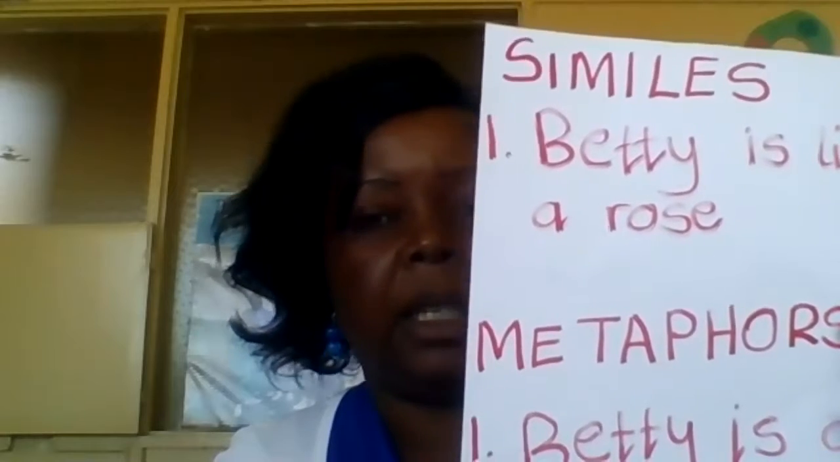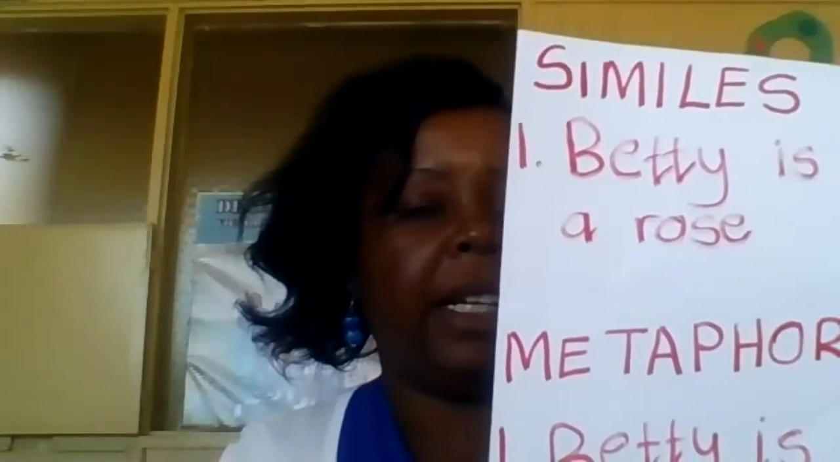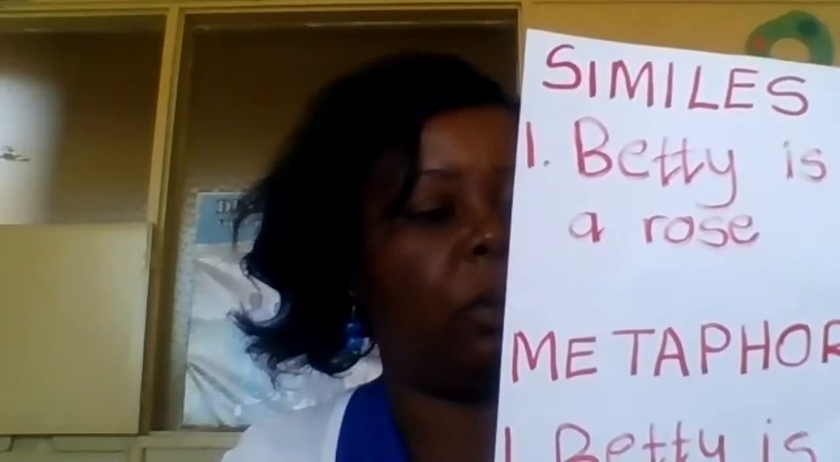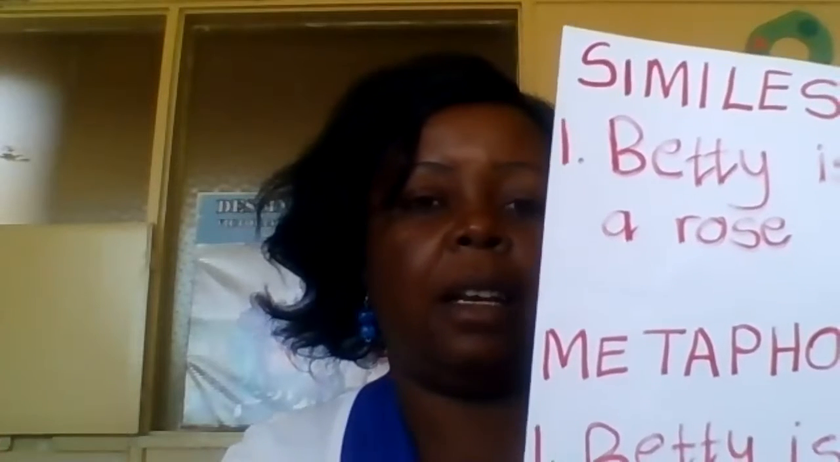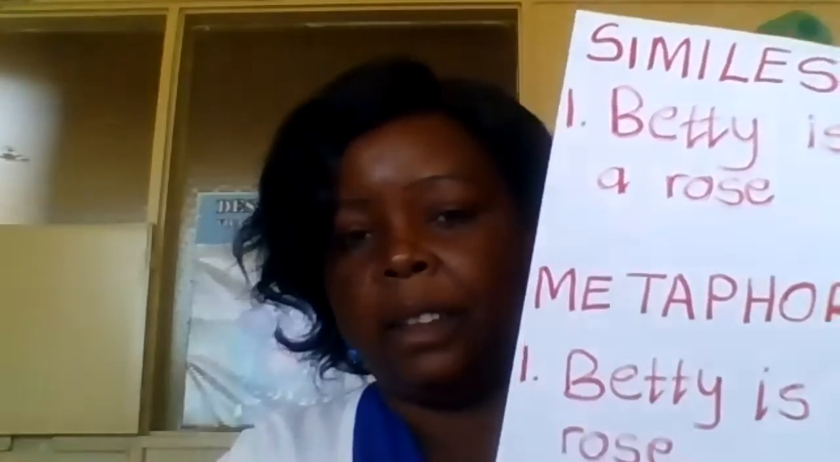We can use the same sentence that we have used in our similes. Betty is a rose. There is a difference now. In similes, there was like, and it shows we are comparing two things indirectly, but they've got similarities. Similarities meaning they've got the same characteristics. But for metaphors, we are comparing the two things like it's one. Betty is a rose. It's as if there is a Betty who is also a rose standing there. But these are two things that are compared directly, because it looks like it's one thing.